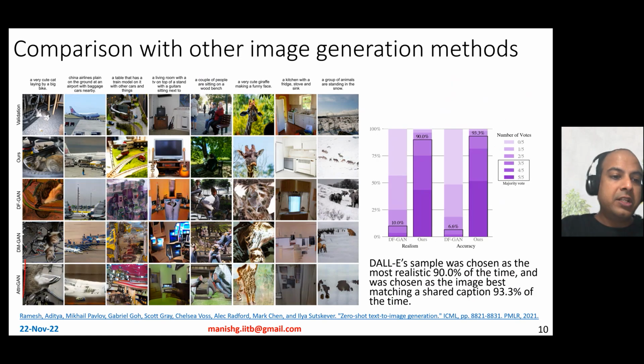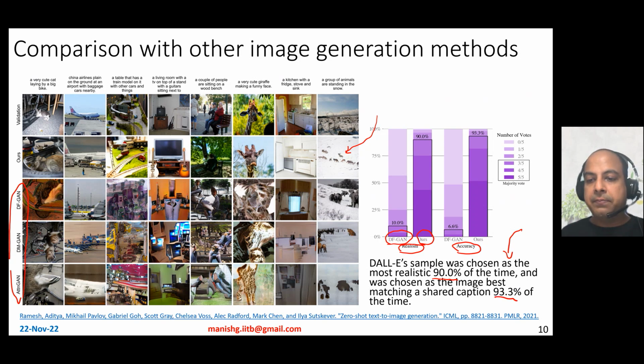Compared to other previous models, which were primarily GAN-based, we observe that DALL-E generates really realistic images, right? In fact, human evaluation on realism as well as accuracy shows that the DALL-E model was chosen to be better than the previous best existing image generation model from text 90% of the time. So it's 90% of the time more realistic, and 93.3% of the time was highly accurate. So basically, better compared to the DF-GAN model in terms of the generated caption accuracy, right?